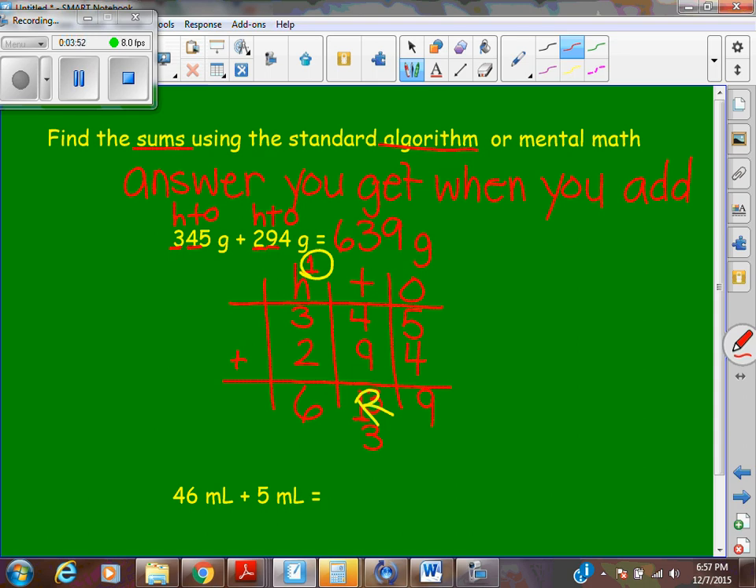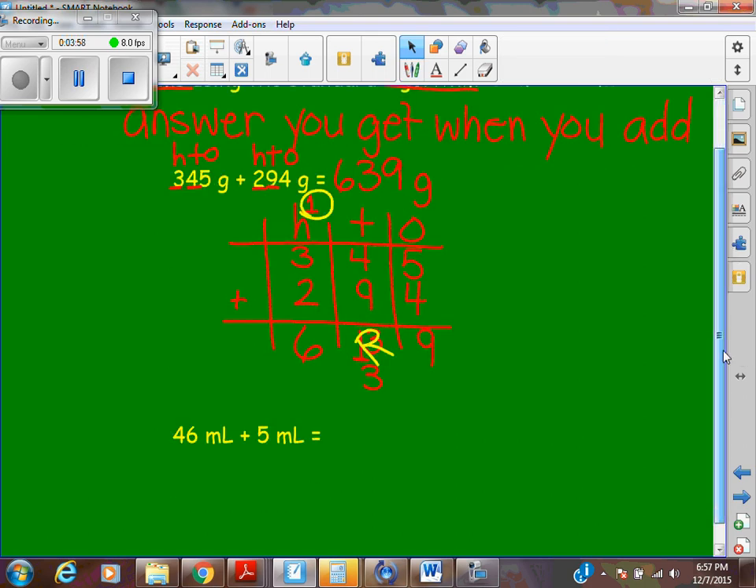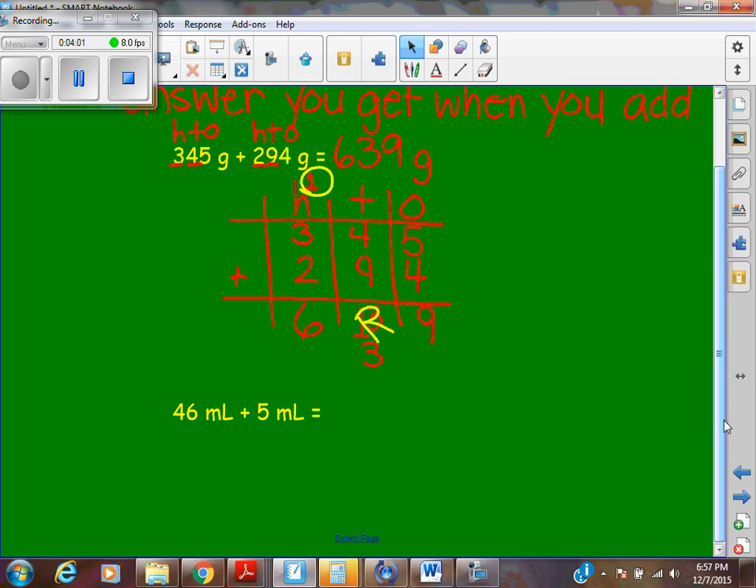Now, really quickly, I also want to show you a mental math way. Now, mental math is math that you do in your head. But sometimes you have to kind of change numbers around in your head so that you can add them without using a piece of paper. So I'm going to show you what it should look like, what things you can do in your head to use mental math. So I have 46 milliliters plus 5 milliliters.